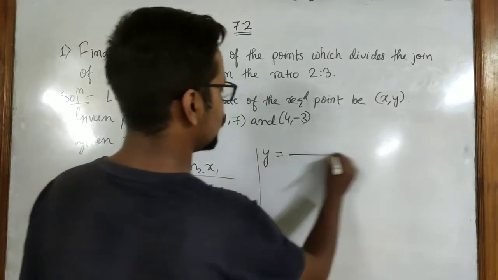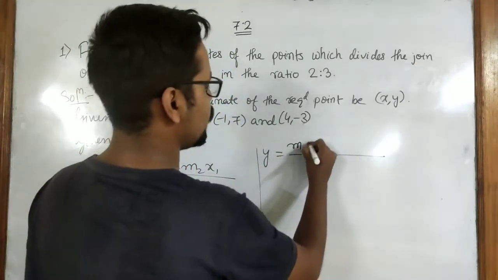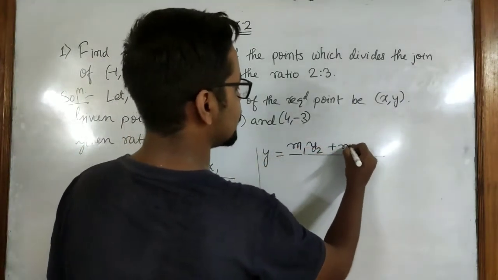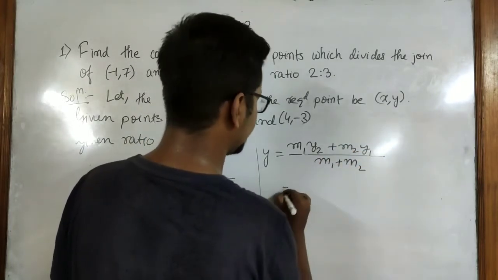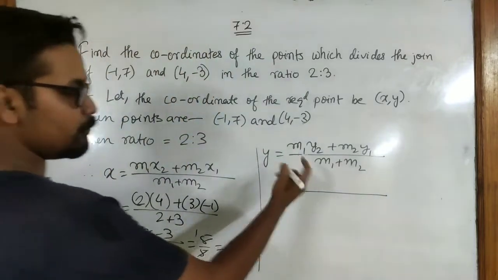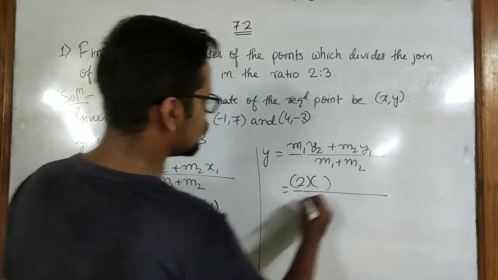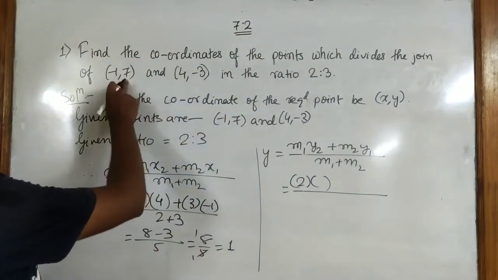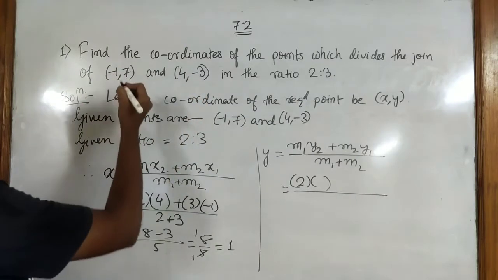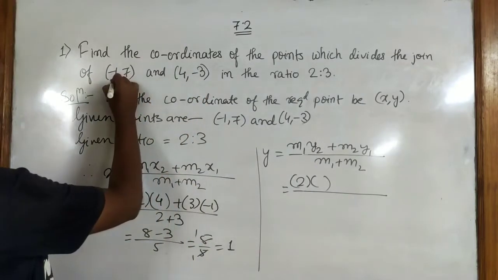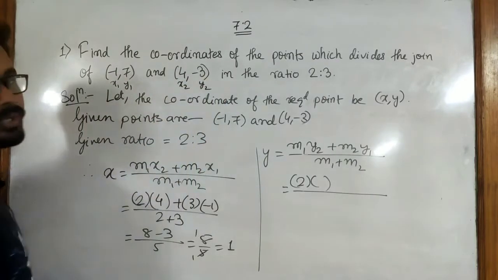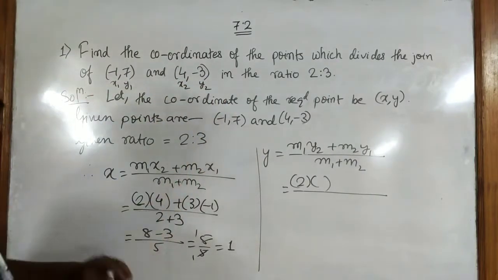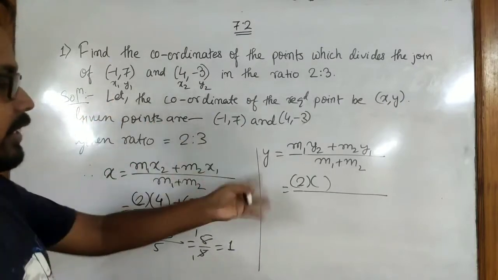So y will be equal to, the formula is m1 y2 plus m2 y1 by m1 plus m2. So m1 and m2 we know. M1 is 2. What is y2? Y2 is this one. This is y1, this is y2. So if you have any confusion, you can write this at the bottom. This is x1, this is y1, this is x2, this is y2, so that you don't get confused. This is just for rough. So write it in rough using pencil, and then you can solve.